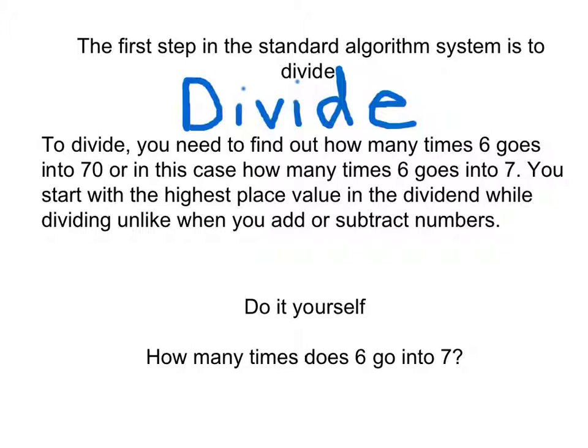To divide, you need to find out how many times 6 goes into 70, or in this case, how many times 6 goes into 7. You start with the highest place value in the dividend while dividing, unlike when you add or subtract numbers. Do it yourself. How many times does 6 go into 7?